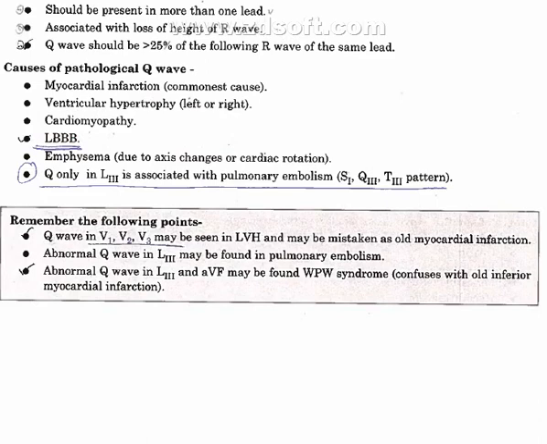Now we should remember the following points. Q wave in V1, V2 and V3 may be seen in left ventricular hypertrophy and may be mistaken as old myocardial infarction. Abnormal Q wave in lead 3 may be found in pulmonary embolism. Abnormal Q wave in lead 3 and aVF may be found in WPW syndrome, confused with old inferior myocardial infarction.